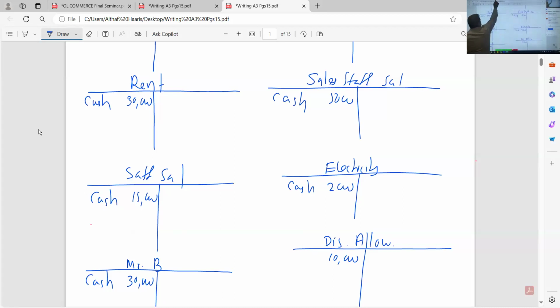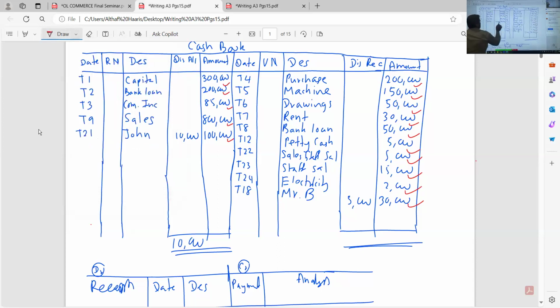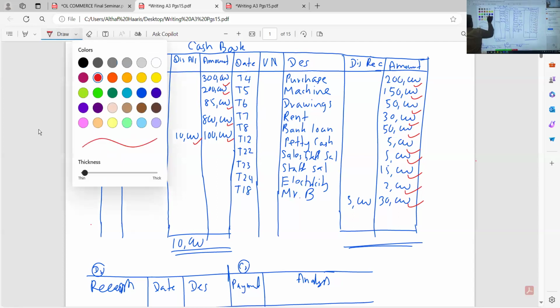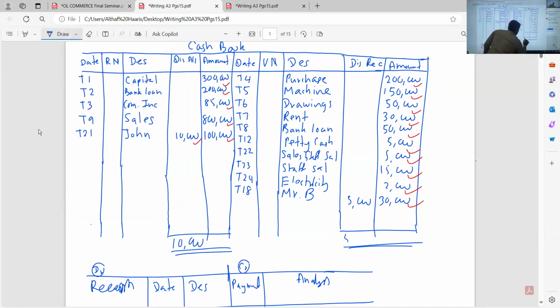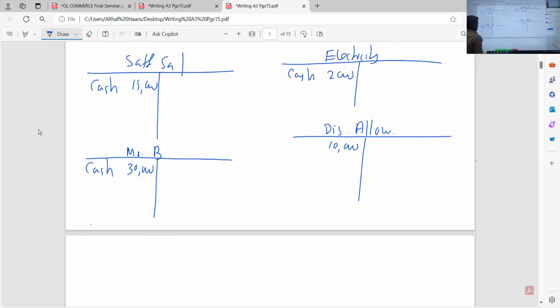Now let's move to the next one. So that is also done. Here we have a 5,000. Discount received. Tell me, discount received, income or expense, people? Receiving, you are getting. Good or bad? Good. Good means income. So discount received is an income.